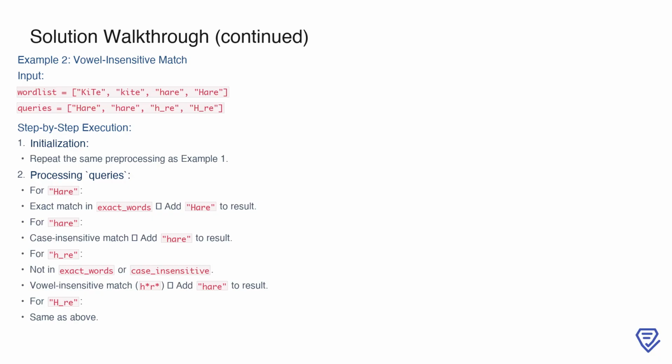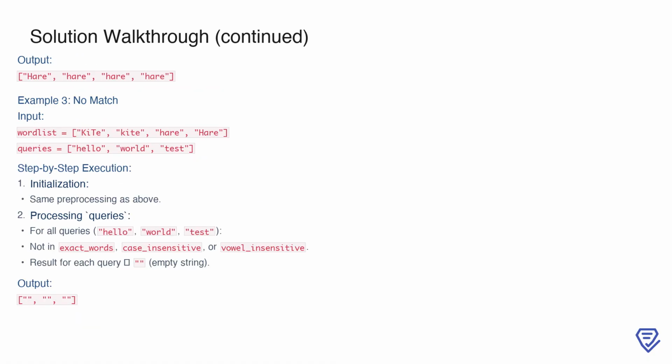The third query, h_e, does not match in exact_words or case_insensitive, but its vowel-insensitive form, h*r*, matches in vowel_insensitive, so we add hair to the result. The same reasoning applies to h_e, which also maps to h*r*. The final output for this example is hair, hair, hair, hair, showcasing the effectiveness of vowel-insensitive matching.